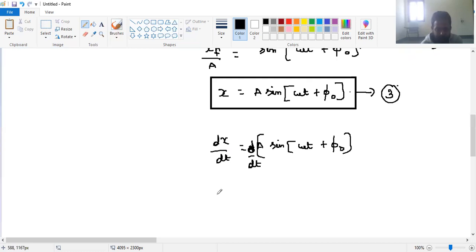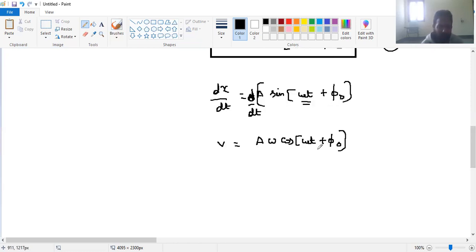So dx by dt is nothing but velocity. A is a constant term. Differentiation of sine will become cos omega t plus phi naught into omega, because the internal differentiation is omega. You are very familiar with the integration and differentiation part, I hope. So a omega cos omega t plus phi naught is the equation of velocity. Let's call this equation 4.